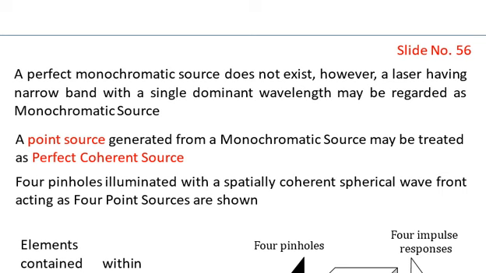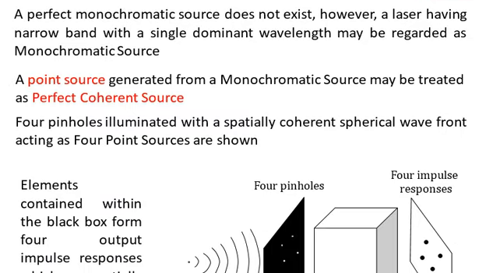A perfect monochromatic source does not exist. However, a laser having a narrow band with a single dominant wavelength may be regarded as a monochromatic source. A point source generated from a monochromatic source may be treated as a perfect coherent source.